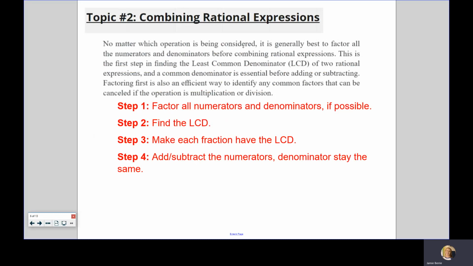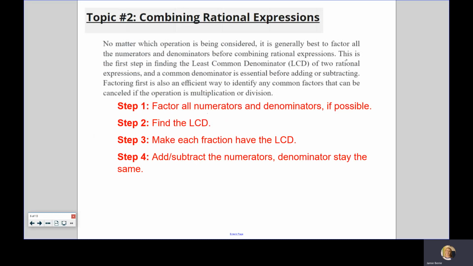It says, no matter which operation is being considered, operation referring to addition, multiplication, subtraction, division. I said that in a weird order. But anyway, no matter which operation is being considered, it's generally best to factor all the numerators and denominators before combining rational expressions. So what it's saying is that in general, you can start by factoring all of your numerators and denominators.